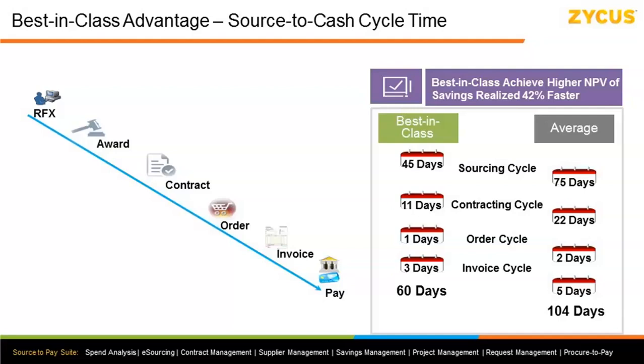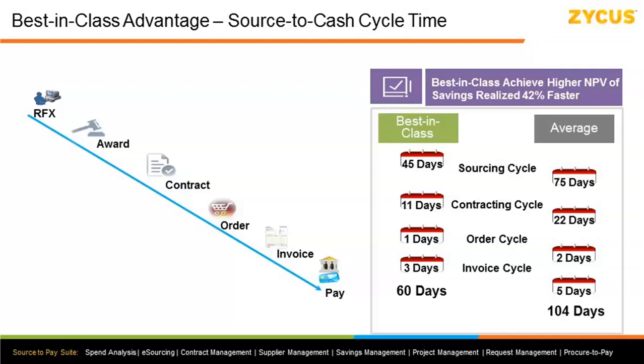So with that as the definition and the backdrop for how do we get to source to pay in 60 days, well, best-in-class organizations are doing that by being able to complete the sourcing cycle more efficiently than the average organization, sort of everyone else. And best-in-class tend to be the top 20% performers. So they're getting through the sourcing cycle in 45 days. They take half as much time in contracting as the average organization, just 11 days, and then they're able to very quickly and efficiently process both purchase orders and invoices.